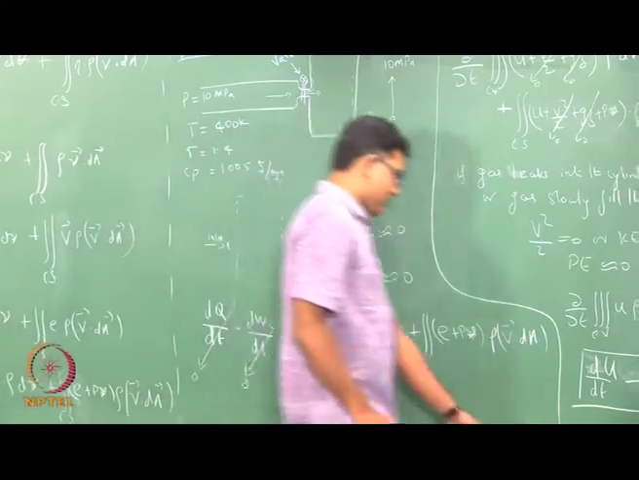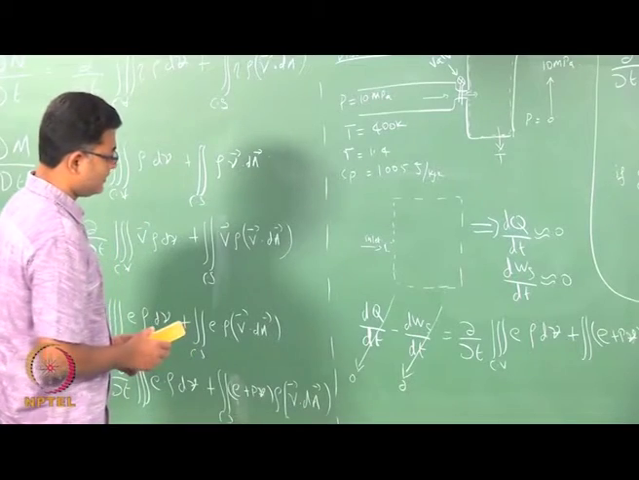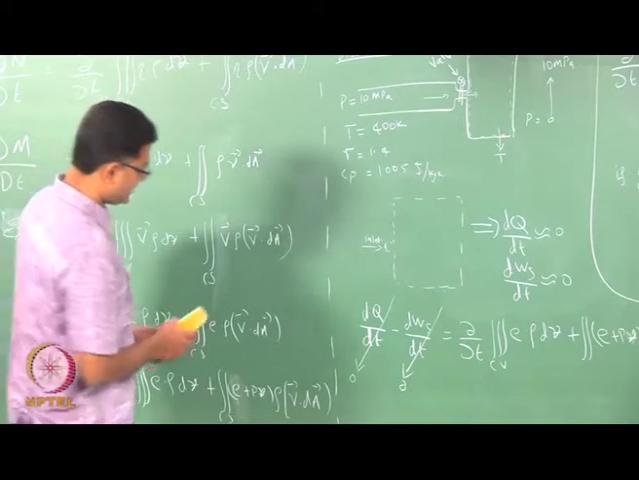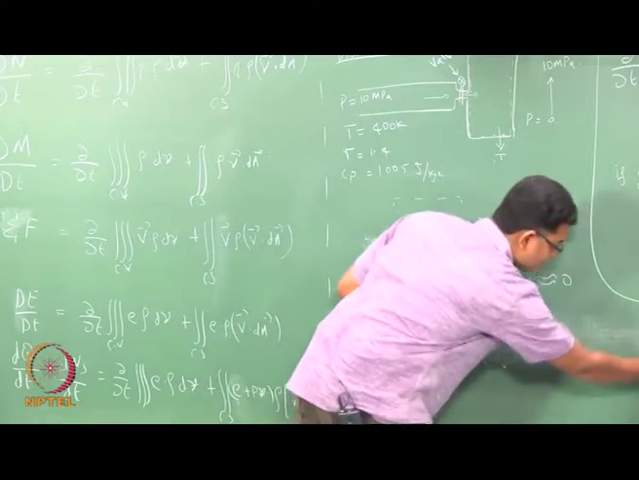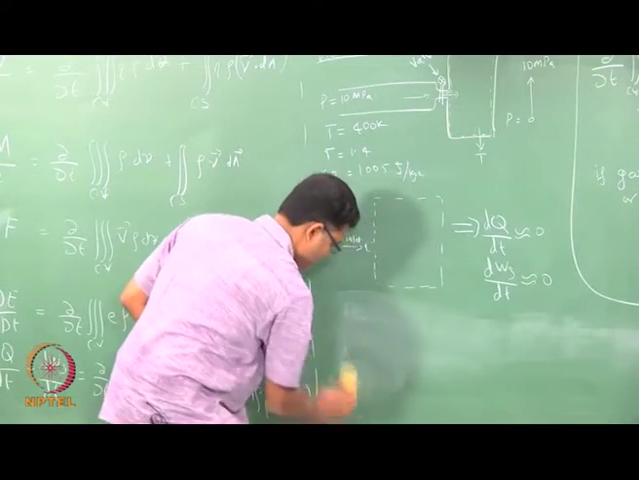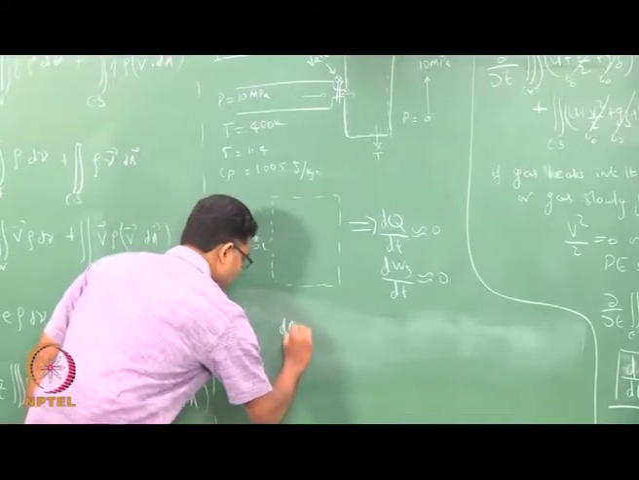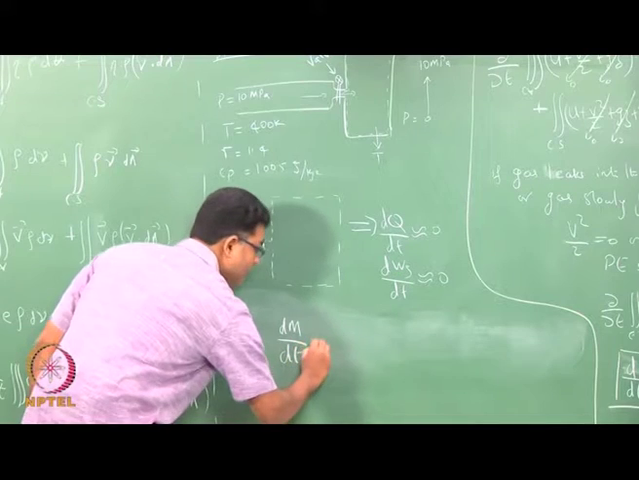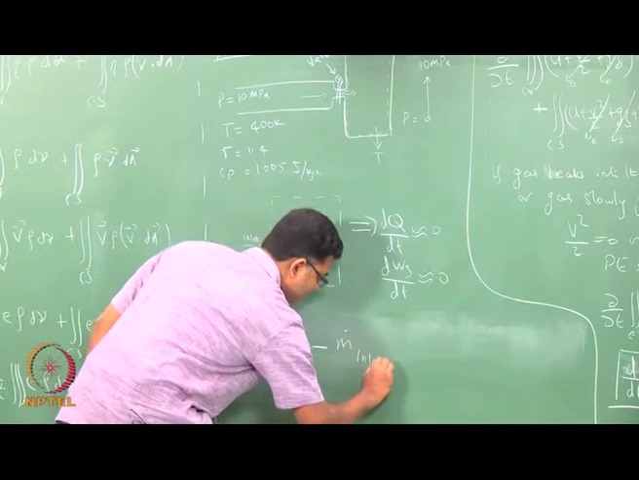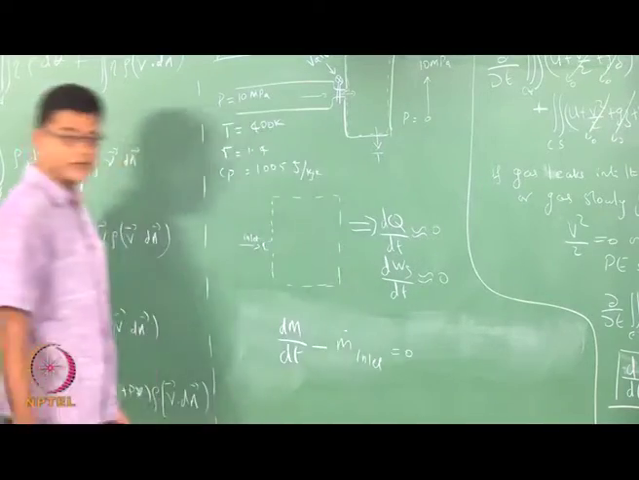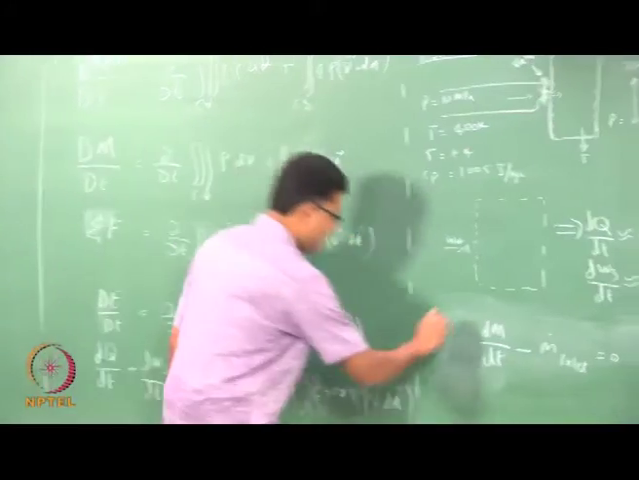Now, the same analogy for the mass conservation would give me the rate of change of mass in the control volume minus m dot inlet. So, that is my equation 2.